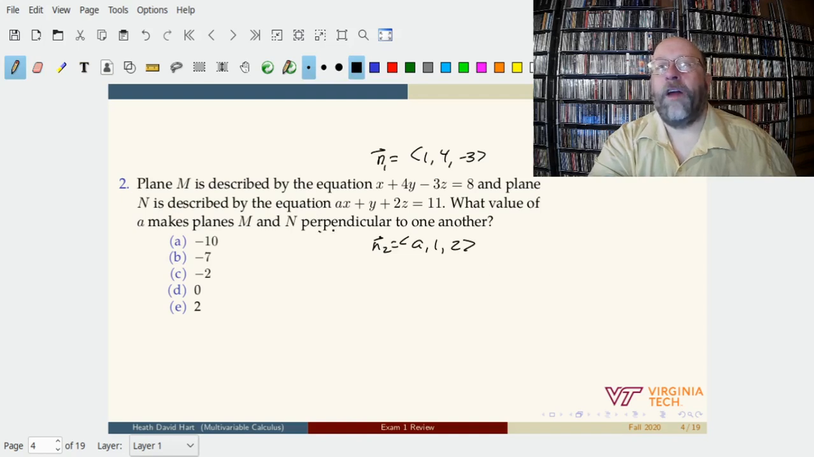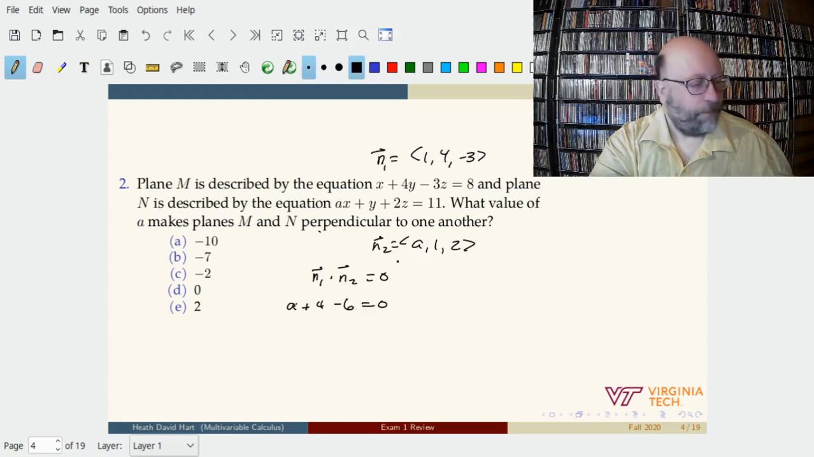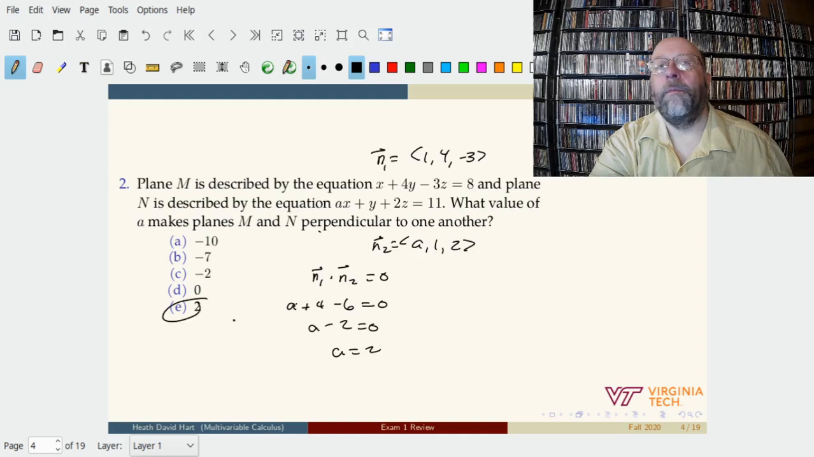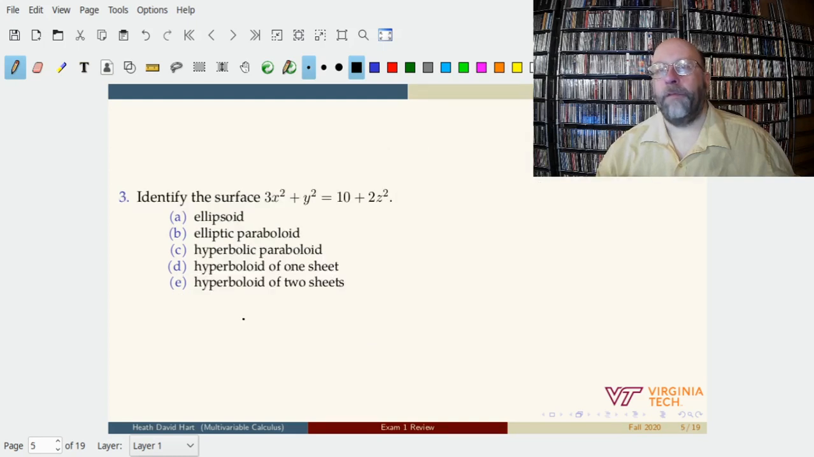In order for these planes to be perpendicular to each other, their normal vectors have to be perpendicular also. So their dot product will be 0. And so 1 times A plus 4 minus 6 is equal to 0. And so A minus 2 equals 0, and so A equals 2. Okay? All right, let's move on.